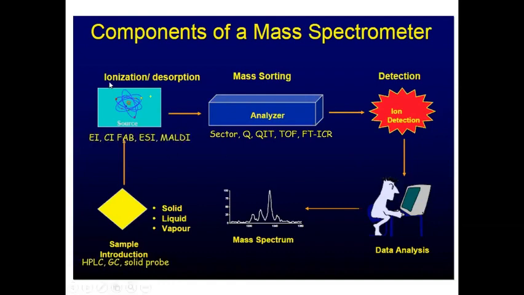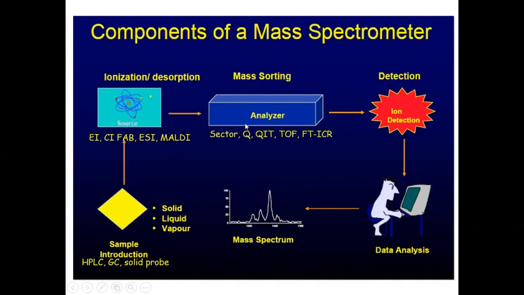Then we have to know there are different types of ionization source. EI means electron ionization, CI chemical ionization, FAB fast atom bombardment. Then we have ESI electrospray ionization, and MALDI matrix assisted laser desorption ionization. So these are the different ways by which we can ionize the molecules in a mass spectrometer.